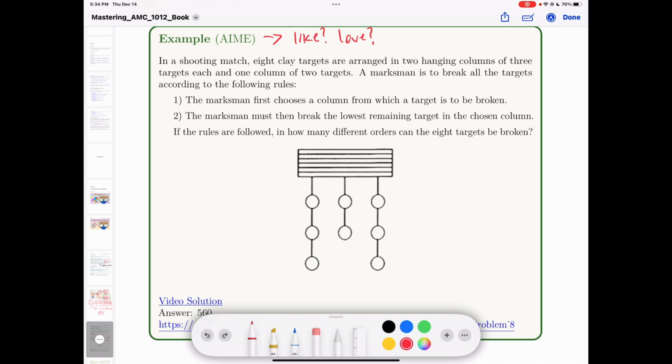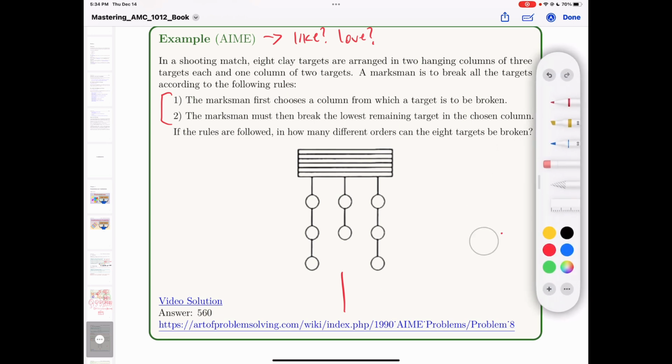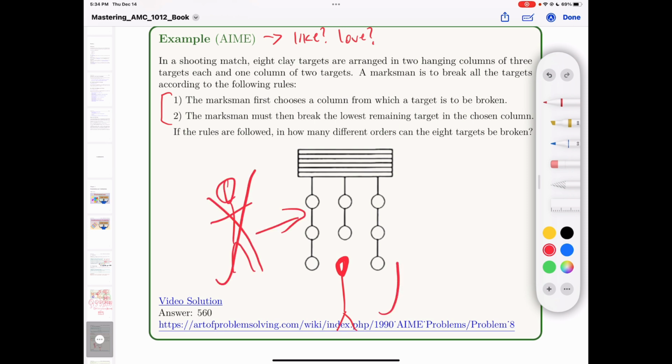A marksman is to break all the targets according to the following rules, alright? A marksman chooses a column from which a target is to be broken. The marksman must then break the lowest remaining target in the chosen column. So the person, what I assume, is standing here, not here. He's not shooting this way, he's shooting this way, and he wants to get the lowest of whatever column he chooses until he finishes it.